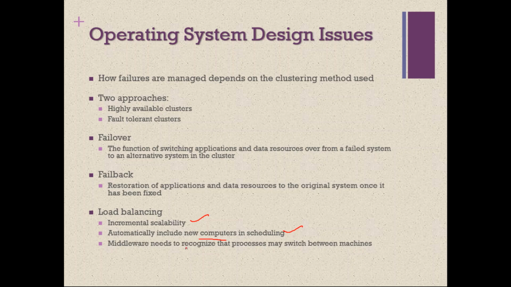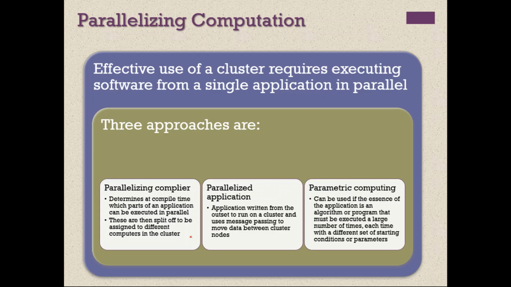Middleware should recognize that processes may switch between machines. The middleware should understand that it is not the case that only one server is going to deal with everything. If a server fails, then it should be handled by some other server. So the middleware should understand all these things.